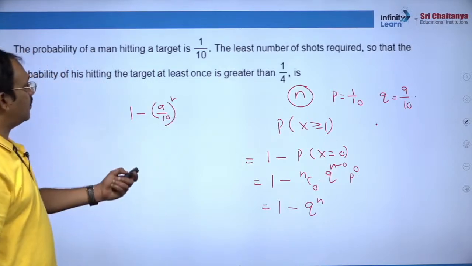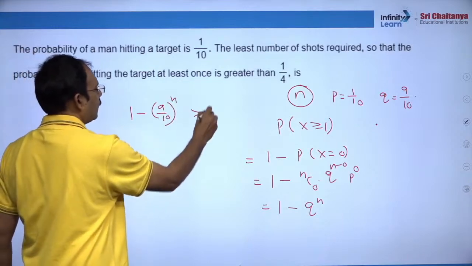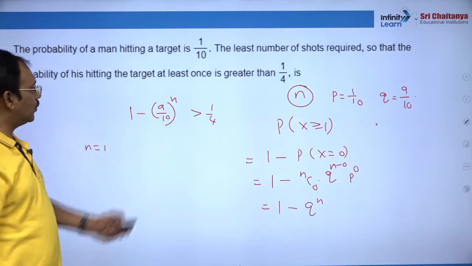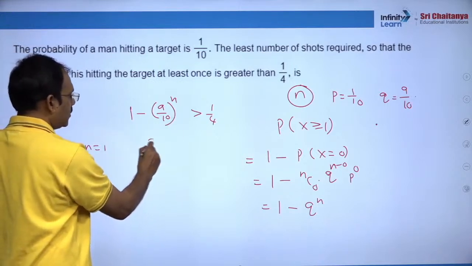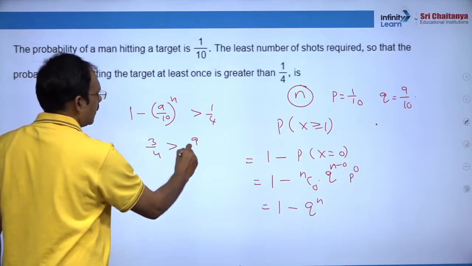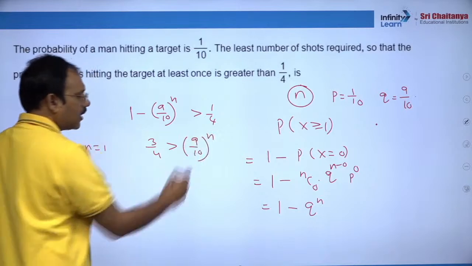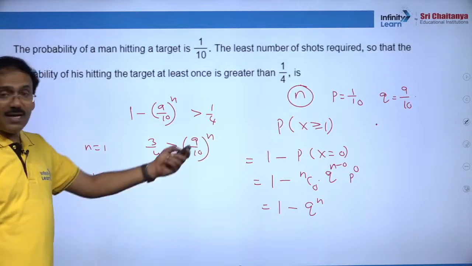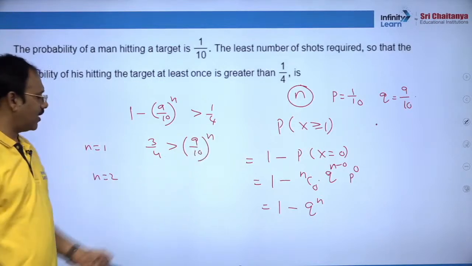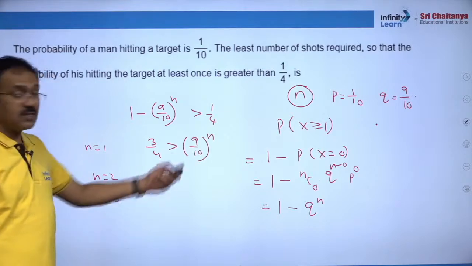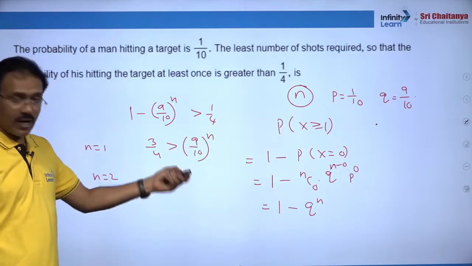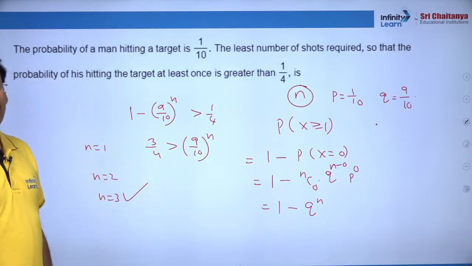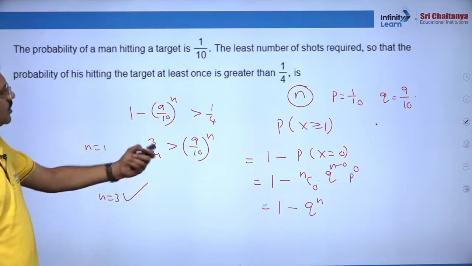He said this must be greater than 1 by 4. My dear friends, otherwise 1 minus 1 by 4 is 3 by 4, which must be greater than (9 by 10) power n. If you put n is equal to 1, this is 0.9, not correct. N is equal to 2, 81 by 100, 0.81, this itself is greater. But n is equal to 3, 729 by 1000, 0.729, which is less than this, it is correct. So n is equal to 3 is the least possible value for which this is possible.